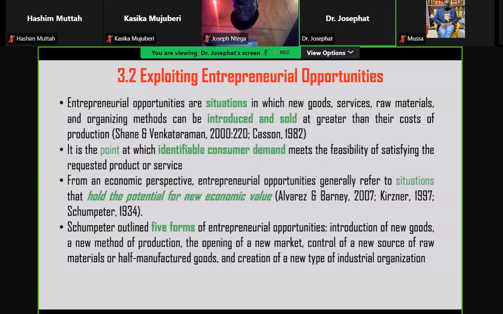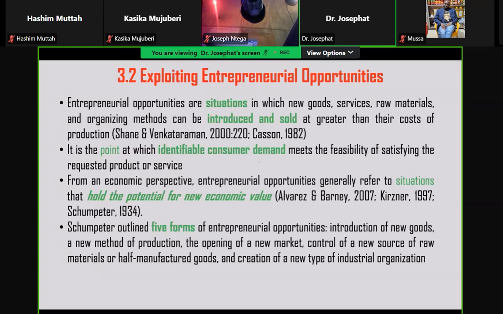So entrepreneurial opportunity are situations in which new goods, services, raw material, and organizational methods can be introduced and sold at a greater than their cost of productions, as I've said, to the point at which identifiable consumer needs meet the visibility of satisfying the requested product or a service. So in such ways, we define opportunity that it's where the perceptions meet the expectations. So when you meet the expectation, that's how we talk about the customer becomes satisfied. From economic perspectives, entrepreneurial opportunity generally refer to situations that hold the potential for new economic values.